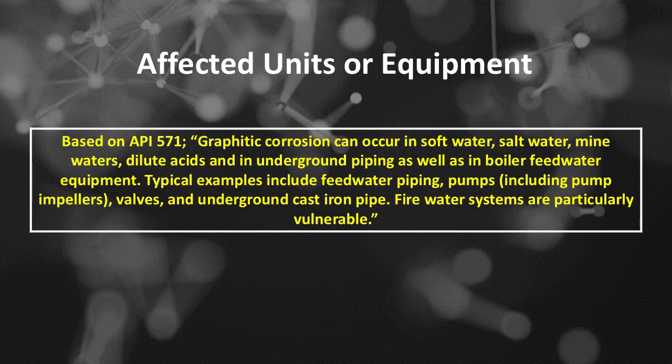Graphitic corrosion affected units or equipment based on API 571. Graphitic corrosion can occur in soft water, salt water, mine waters, dilute acids, and in underground piping as well as in boiler feedwater equipment. Typical examples include feedwater piping, pumps, including pump impellers, valves, and underground cast iron pipe. Fire water systems are particularly vulnerable.